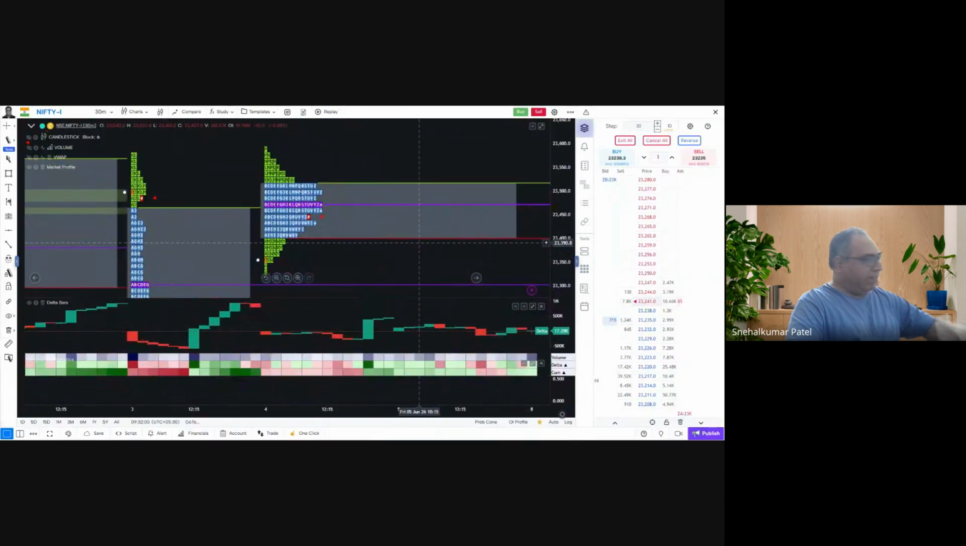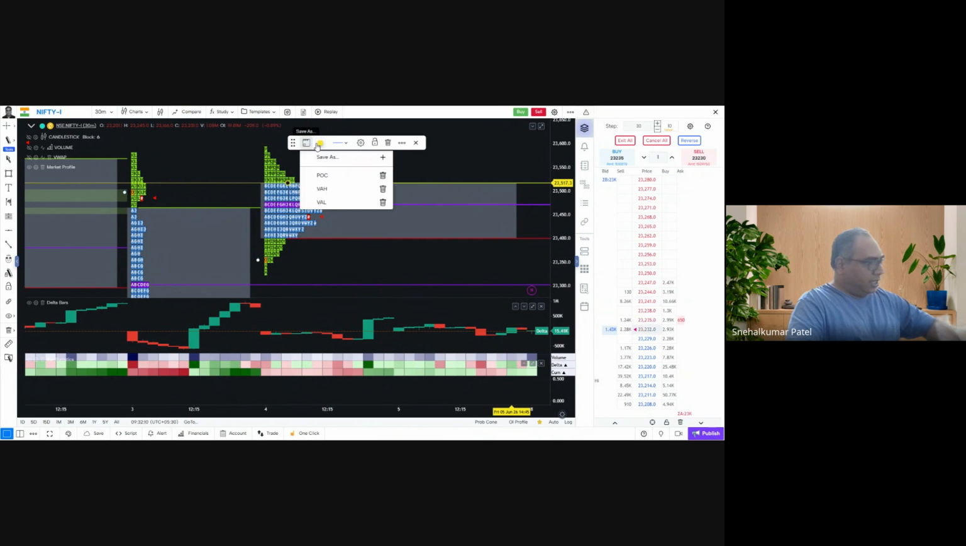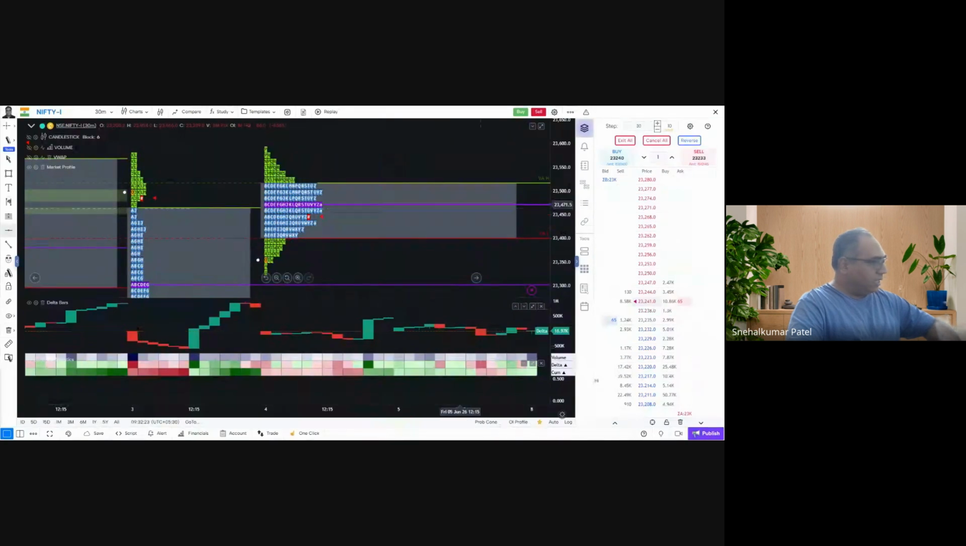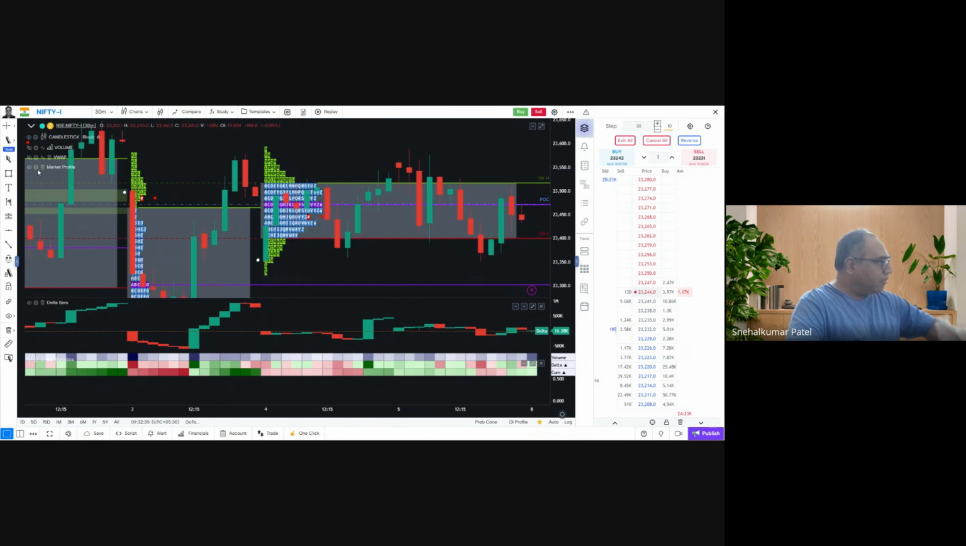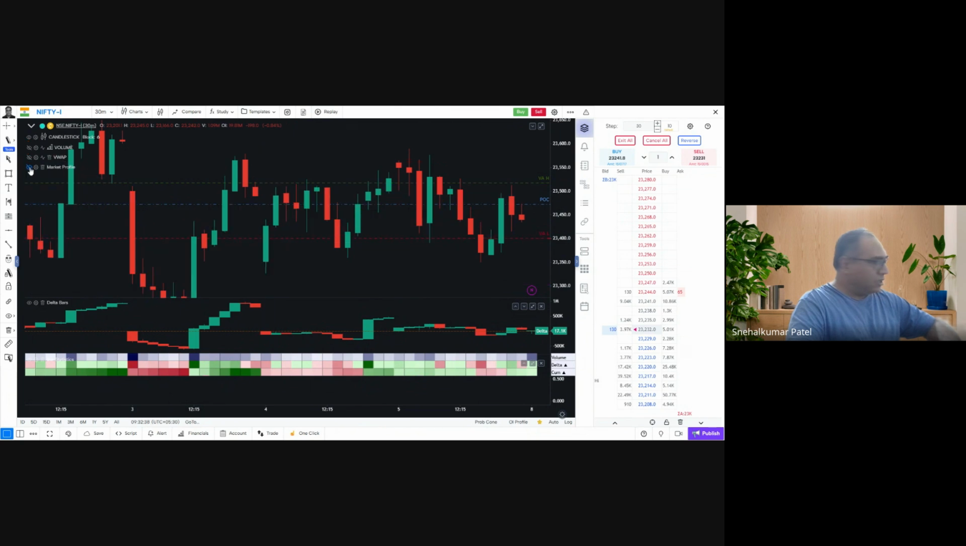Now, what are the key levels that have been identified here? This is one of the key levels, and I will mark it as value area high. This is another key level. I will mark it as value area low, and there is a third level, which is the purple line. That is our point of control. Now I will move back to the candlestick chart, and we will look at how this looks.